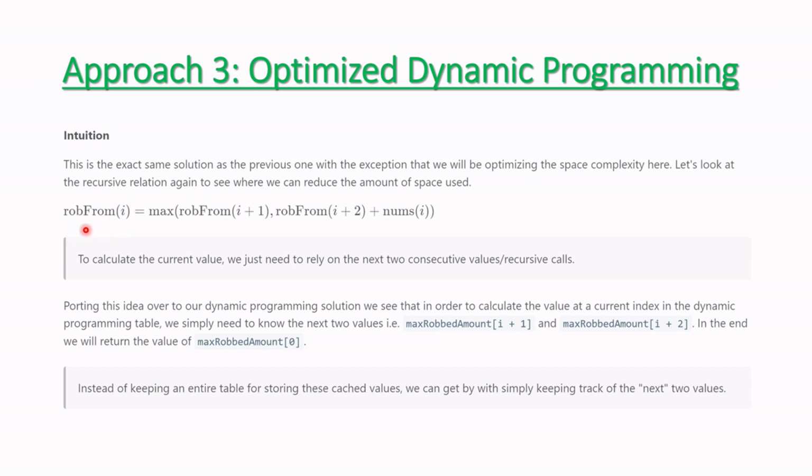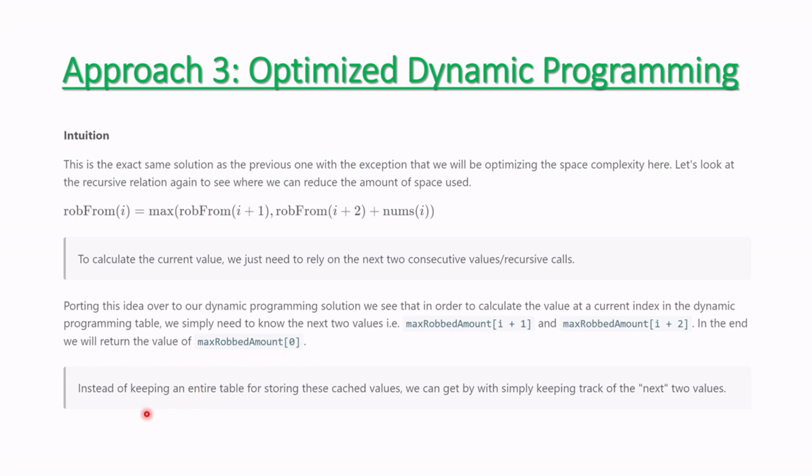If we take rob from i, it is the max between rob from i plus 1 and rob from i plus 2 plus nums of i. Whatever comes, that will be our rob of i. So to calculate the current value, we just need to rely on the next two consecutive values from the recursive call. Porting this idea over to our dynamic programming solution, in order to calculate the value at the current index, we simply need to know the next two values, max rob amount i plus 1 and max rob amount i plus 2. And we will return the value of max rob amount 0.